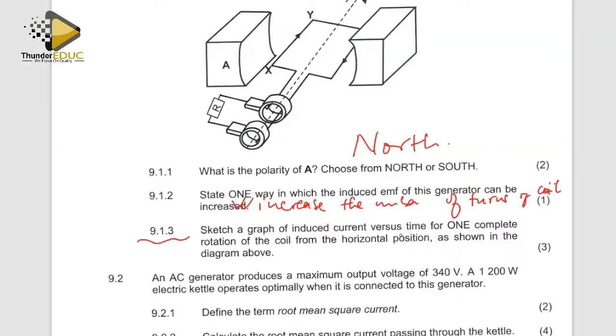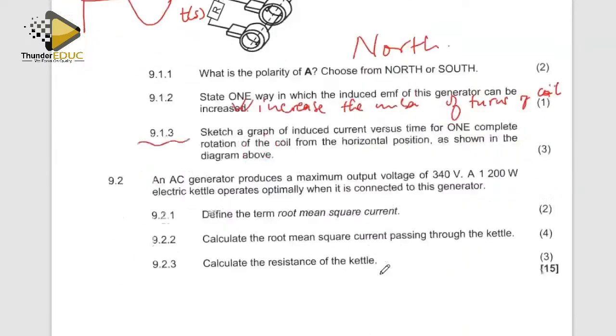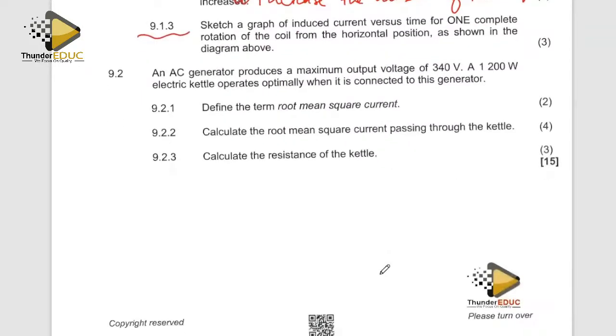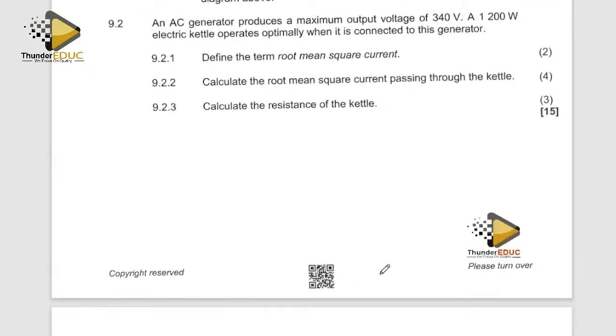Then they want us to sketch the graph. So the graph is going to be simply something like that. Okay, this is time in seconds, and then this is the induced EMF. Okay, then 9.2. We have an AC generator that produces maximum voltage. Okay, so Vmax is 340. We have the power of 1.2.